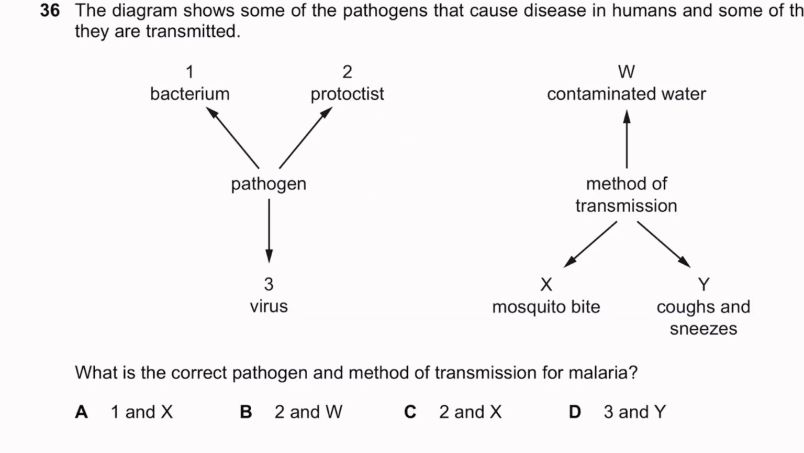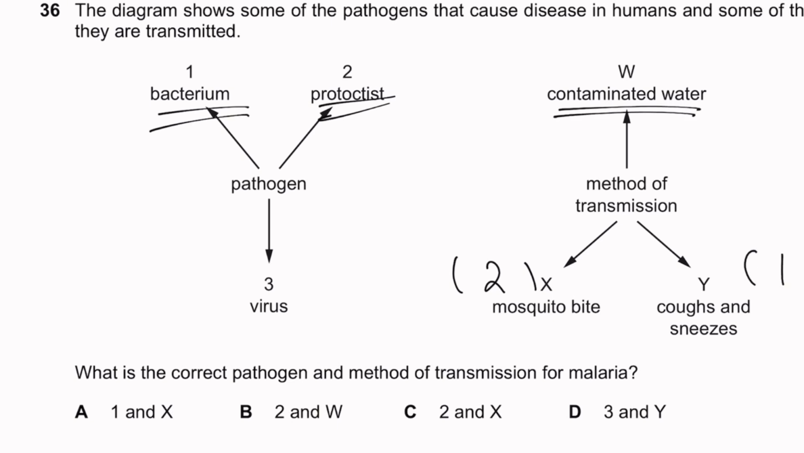Diagram shows some pathogens that cause disease in humans and some ways that they are transmitted: bacterium, protococcus, pathogen, and virus. Okay, so here he says method of transmission: contaminated water, mosquito bites, coughing and sneezing. Okay, the protococcus will be Plasmodium, which basically causes malaria and transmits by a vector, which is a mosquito. So this is 2. Coughing and sneezing could be tuberculosis, bacterium, so that's 1.